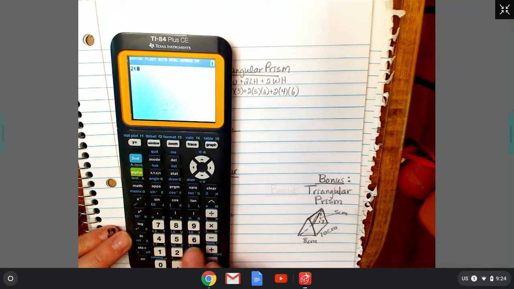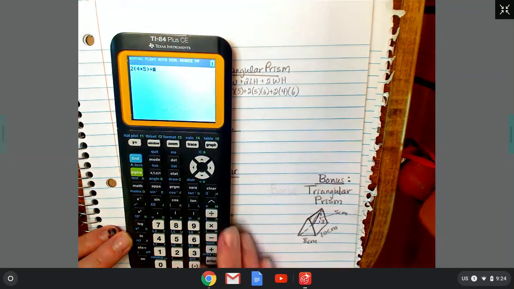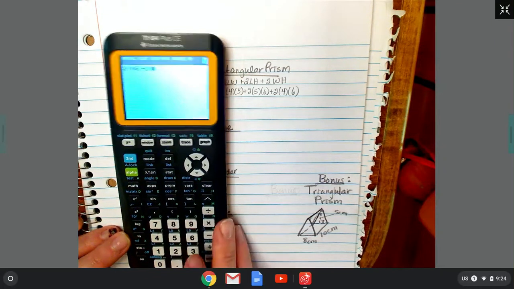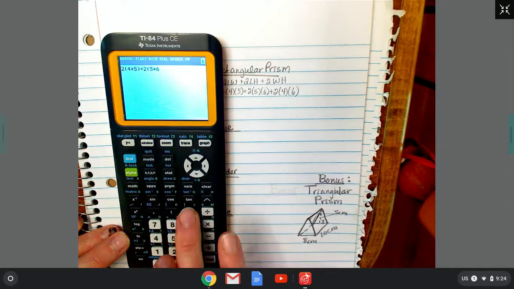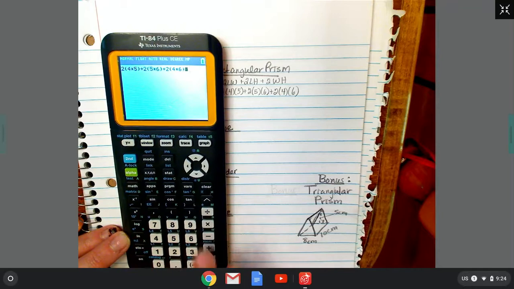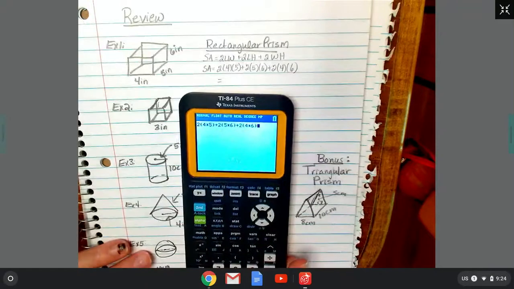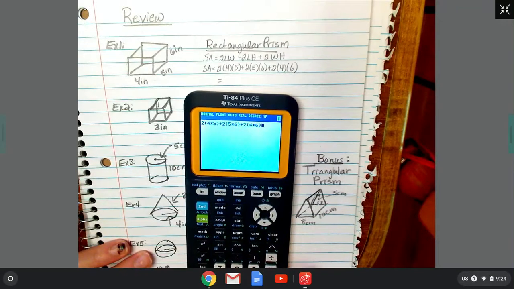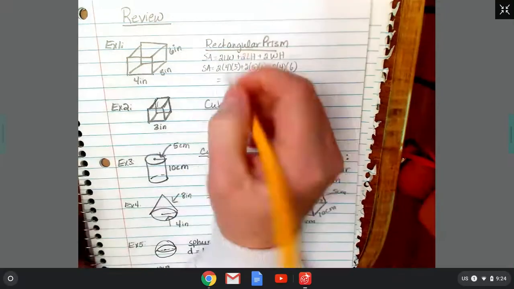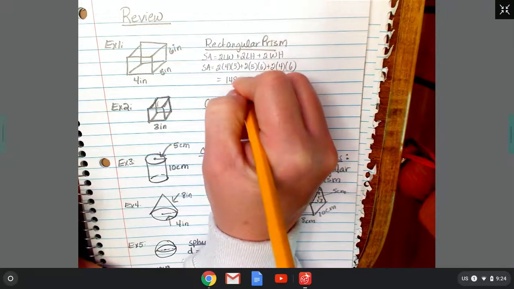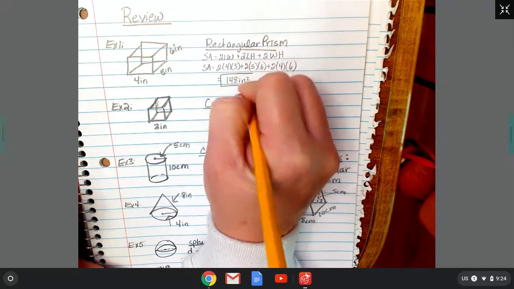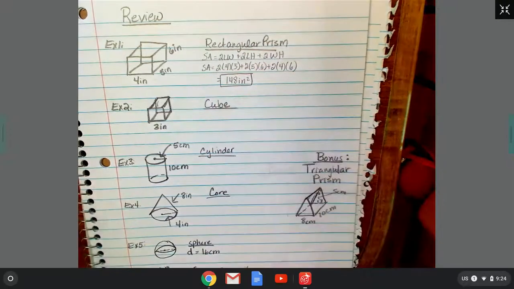Okay, so then we can just type that straight into the calculator. So 2 times 4 times 5 plus 2 times 5 times 6 plus 2 times 4 times 6. I can just do all that at once. Just want to double check that I did get it all typed in right. So that's 148 inches squared. So it puts it a little bit faster for you.